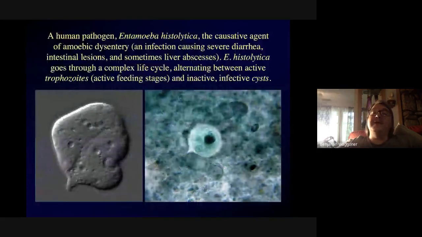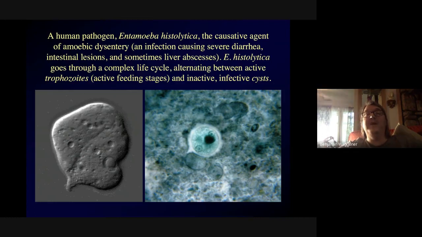There are amoebas that cause human disease. This one is Entamoeba histolytica. Those of you that I dragged through parasitology 50 million years ago last semester might remember these guys because they're the causative agent of amoebic dysentery. That's an infection that causes severe diarrhea. It can cause ulcers in your intestine. There are cases where this thing will eat clean through your intestine and end up causing abscesses in your liver.